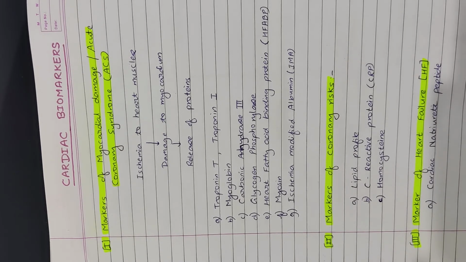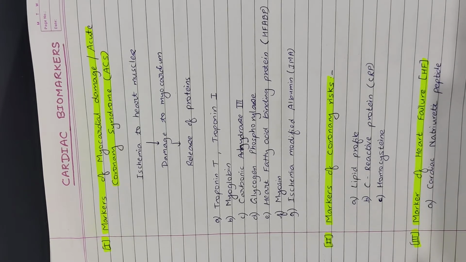So the first category of cardiac biomarkers are those which can be used in the diagnosis of myocardial damage or acute coronary syndrome. So what happens in acute coronary syndrome? There is ischemia to the heart muscles, which causes damage to the myocytes or myocardium of that particular part of the heart muscles, and there will be release of some proteins, and the level of those proteins increases in blood, which can be detected through a blood test to find out their level and to detect the presence of any myocardial injury. So there is a list of 7 markers here.